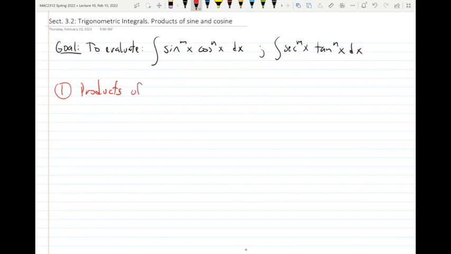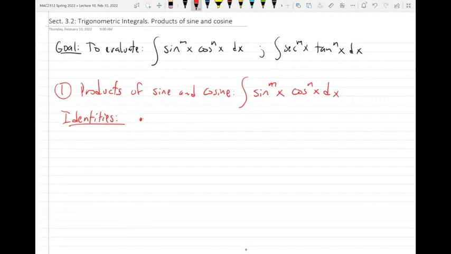So products of sine and cosine. So these are the integrals that we have in mind now: sine to some power times cosine to some power. Because these are trigonometric integrals, of course, some identities will be needed. So let me write down the identities that we're gonna need for this.